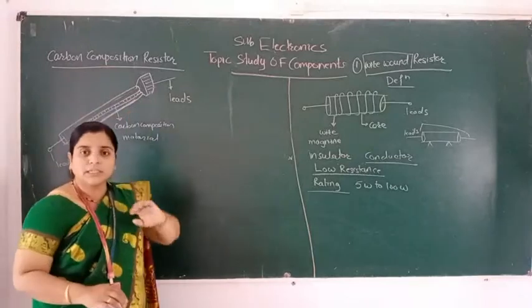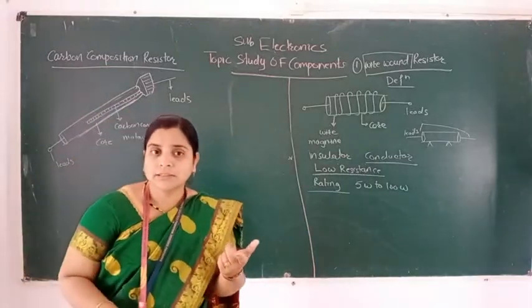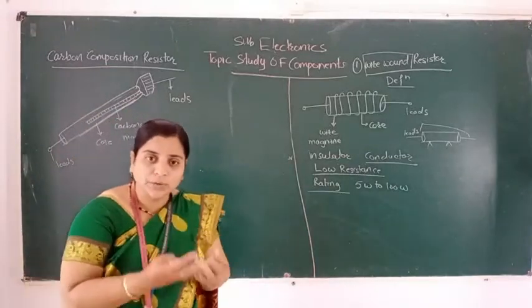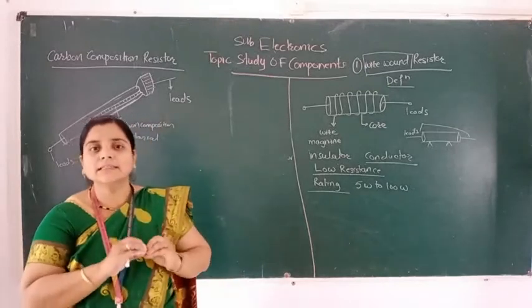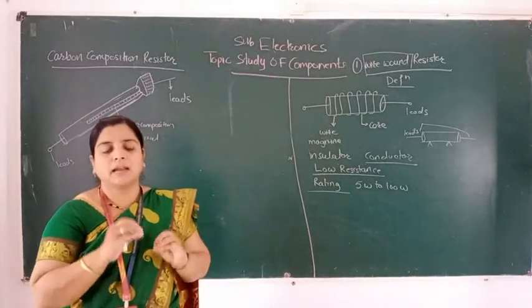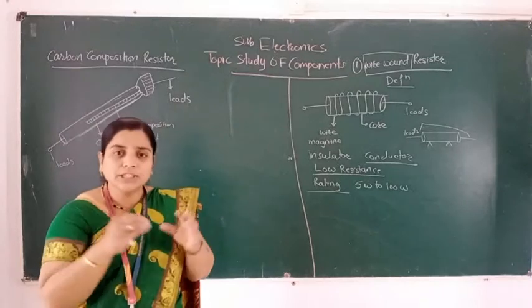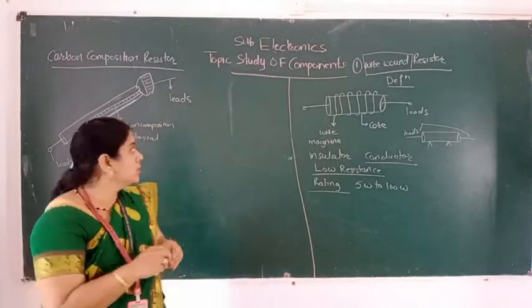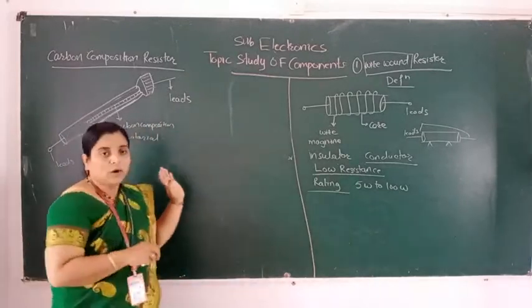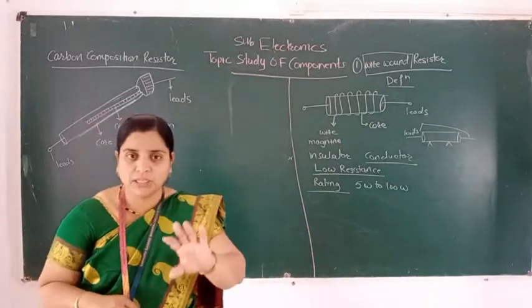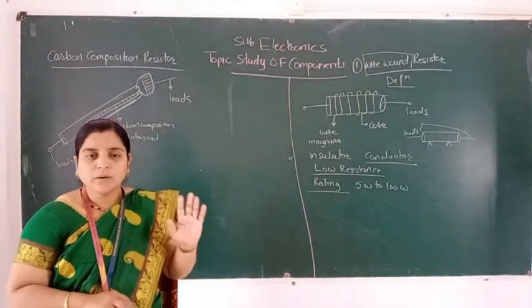Carbon composition resistor means what? Yes, carbon granules are there in the insulating material. Carbon granules insulated in the insulating material is called the carbon composition resistor. All of you understand? What is that?